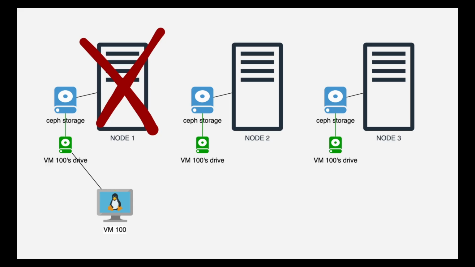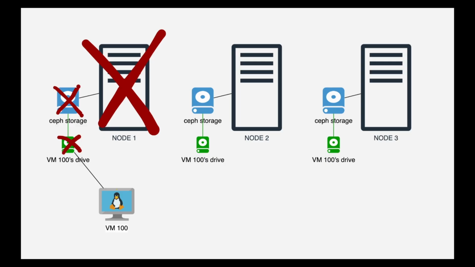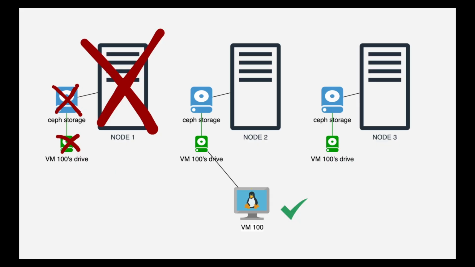So when node 1 goes down, the local hard drive storing VM100's virtual drive also goes down. But since the storage is replicated across 3 nodes, the VM's virtual drive is readily stored in a Ceph partition of node 2's hard drive. Therefore, as VM100 migrates into node 2, it should have everything it needs to boot up into its current state. Sounds pretty cool, right?